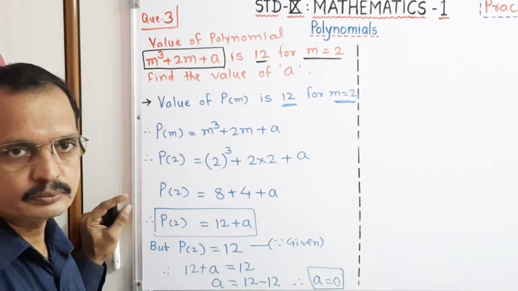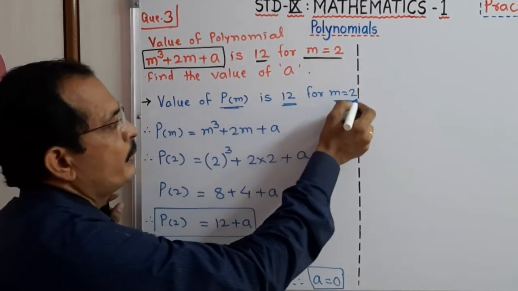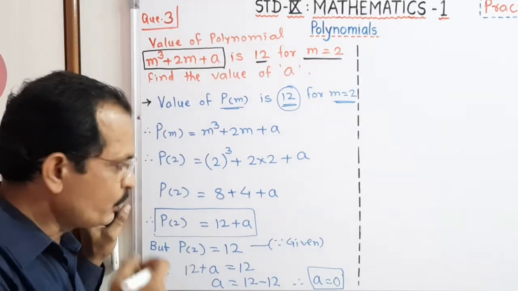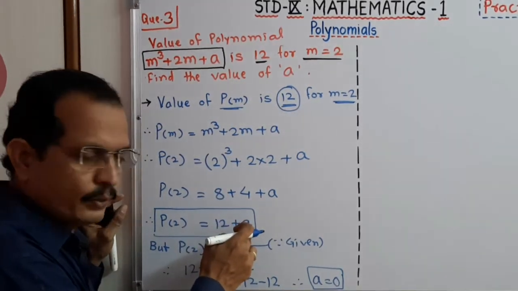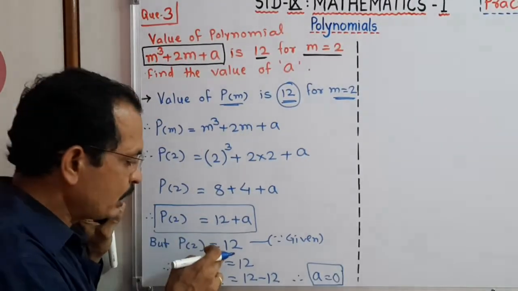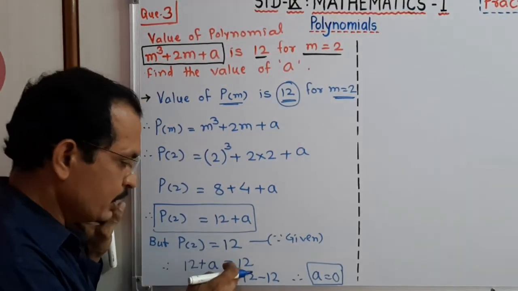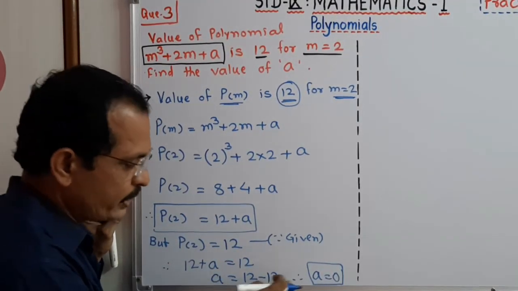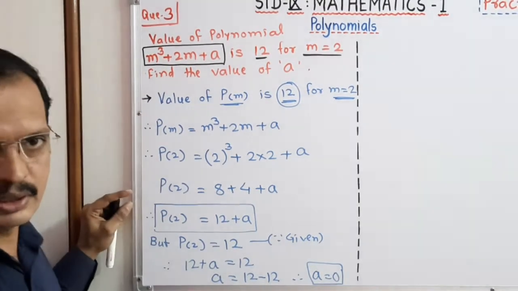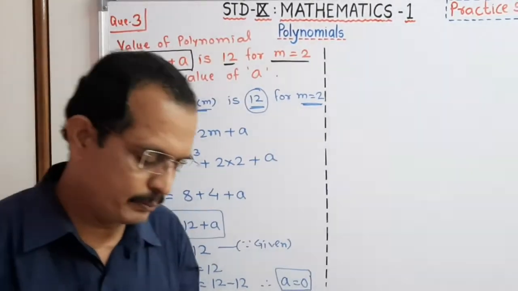Any doubt? What is given? The value of this P(m) for m is equal to 2 is 12. We found 12 plus a, but the given value is 12, so both values will be the same, and therefore 12 plus a is equal to 12, and simplifying we get the value of a is equal to 0. Very simple. It is important from the point of view of the exam.